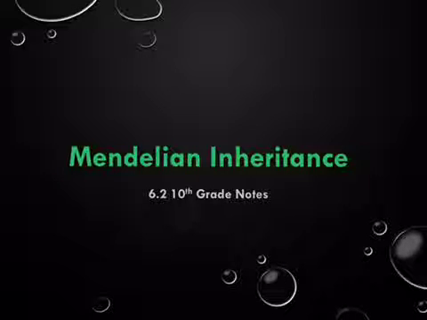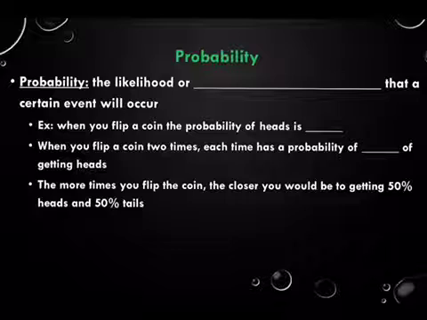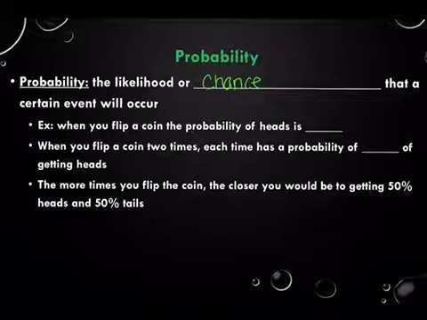Now that you've got a little background about Mendel and his work, we'll take a closer look at how we use his fundamentals to help predict genotypes and phenotypes in organisms today. So we have to talk about probability before we can get into the genetics of this. Probability is the likelihood or chance that a certain event will occur.